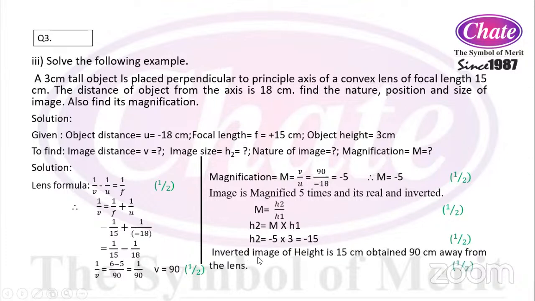And that is how we are going to say that an inverted image of height 15 centimeter is obtained 90 centimeter away from the lens.